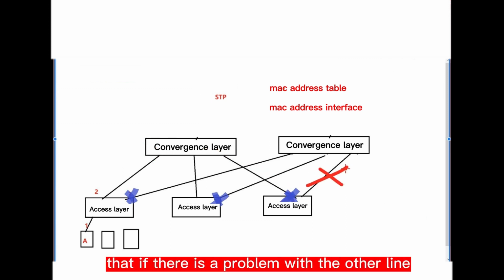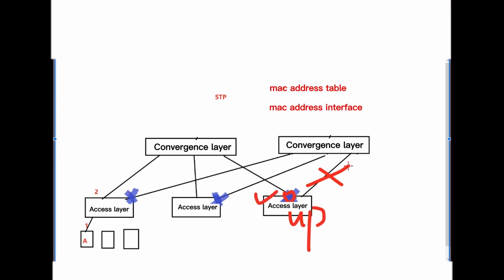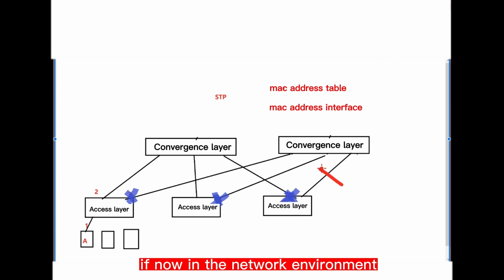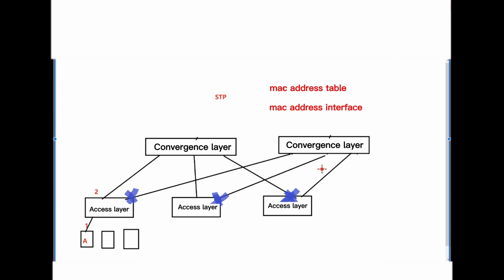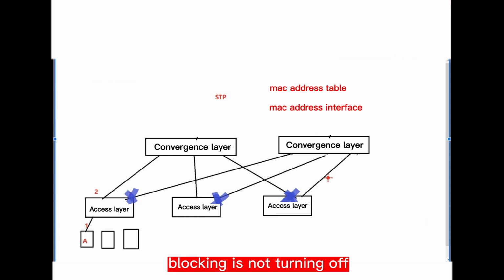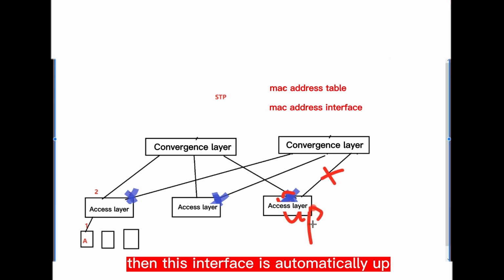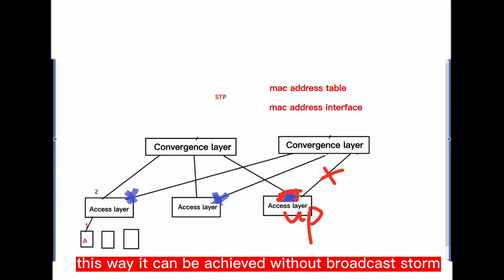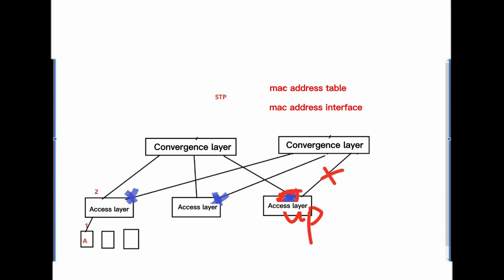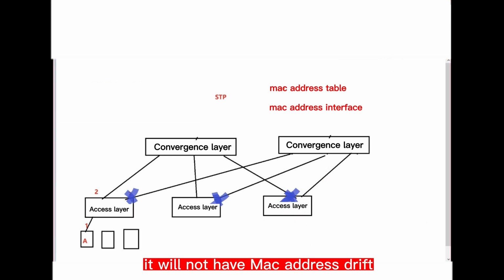It also ensures that if there is a problem with the other line, this interface can automatically come up and then start forwarding, like a backup button. If in the network environment there is a line forwarding, it can judge whether there is a loop in the network. If there is, this port is blocked. Blocking is not turning off. When it senses that other lines in the network have failed, this interface automatically comes up. Then it starts forwarding data traffic. This way it can be achieved without a broadcast storm, without a loop, and there will be no MAC address drift.